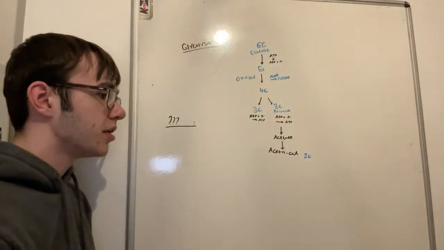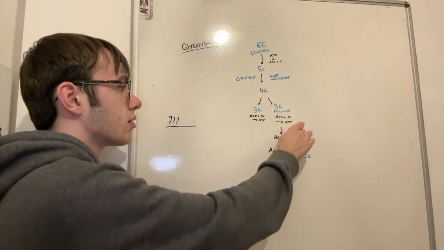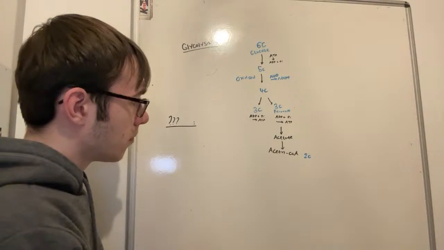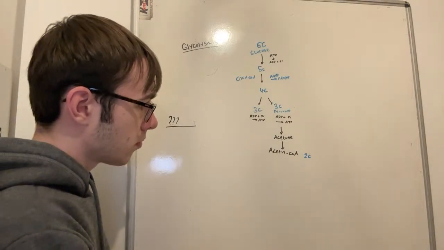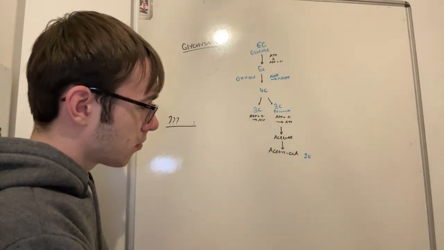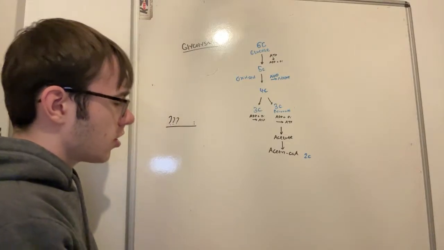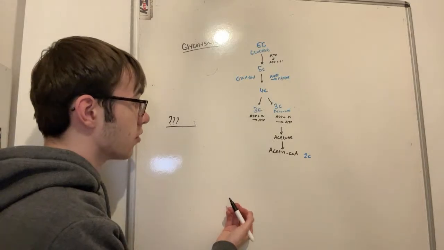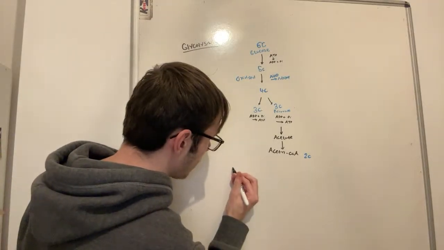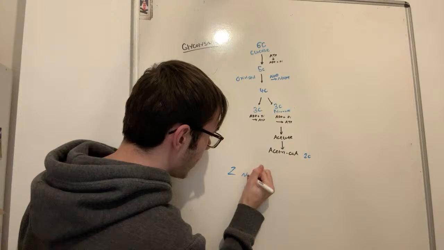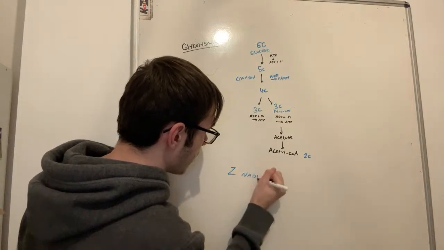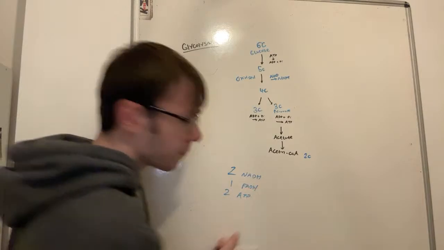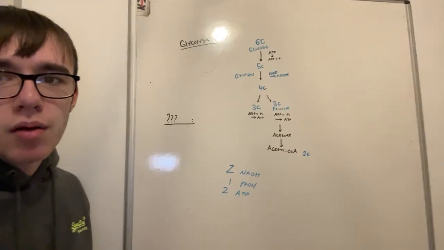Oh, but then where does FAD come in? I don't think there's an NAD reduction here. Then it's the Krebs cycle. Oh, no. Okay. I will go downstairs and check this now because I do not recall. But, from what I remember, it makes 2 NADH. It makes 1 FADH. I think it makes 2 ATP. I will go check. I will be right back.